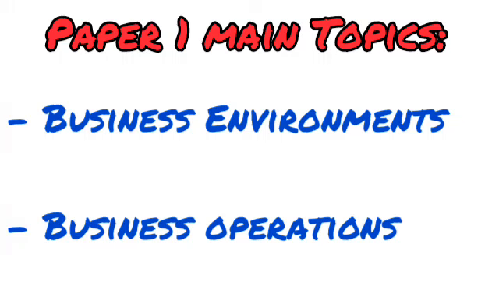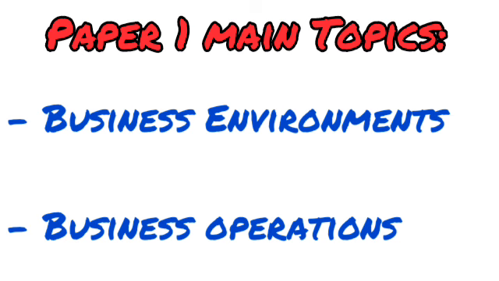Section A of your question paper will encompass questions that will be based on two main topics, and those main topics are business environments and business operations. There are subtopics that fall under business environments as well as business operations. When we are talking about business environments, we are talking about topics like legislation, the business sector as well as business strategies.